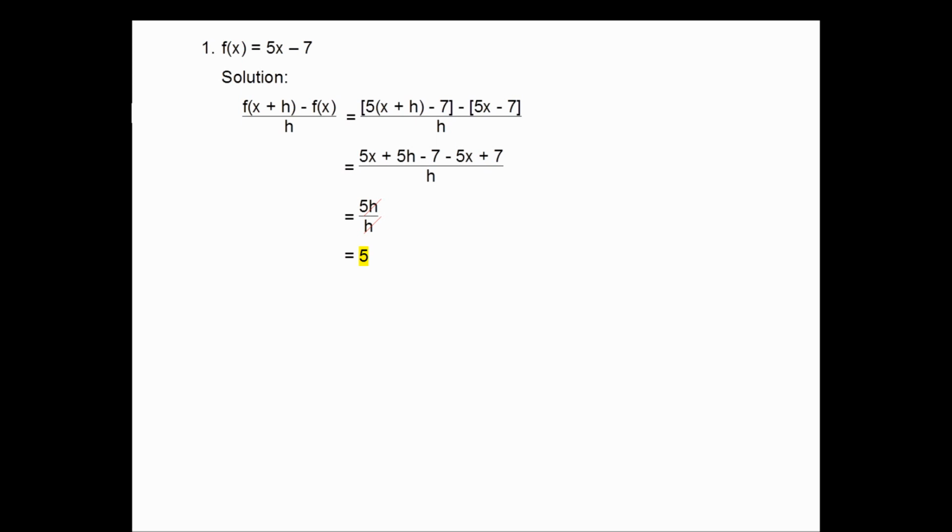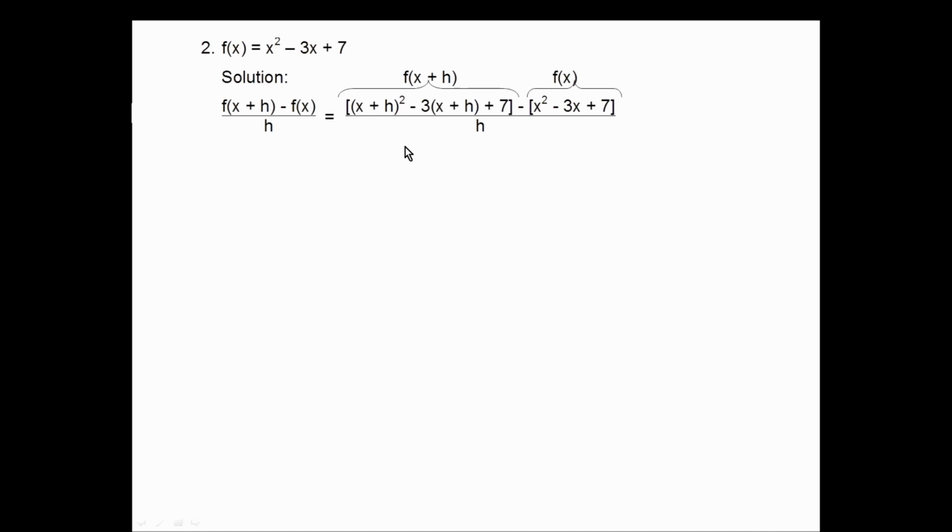Let's try one with a squared. So f of x is equal to x squared minus 3x plus 7. Again, we're calculating f of x plus h minus f of x over h. Okay, again, the first set of brackets, this is f of x plus h. Replace these x's with x plus h. So I've got x plus h squared minus 3 times x plus h plus 7. And the second set of brackets, that's f of x. And h is still in our denominator.